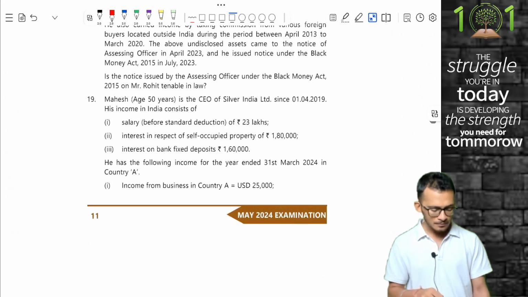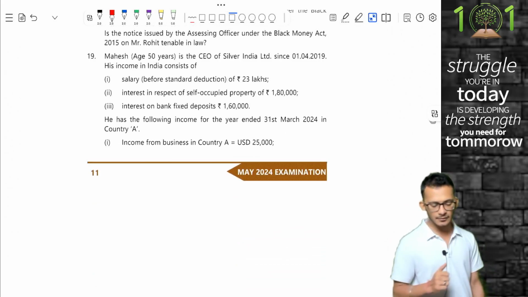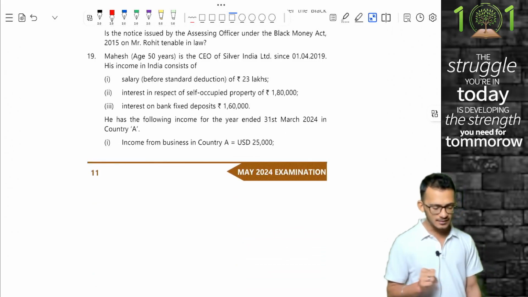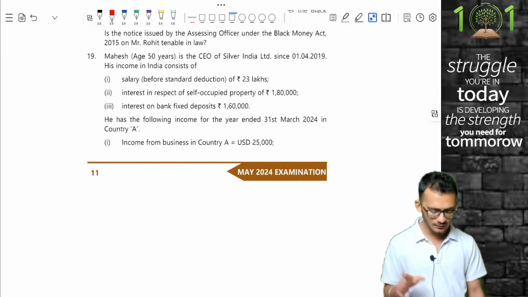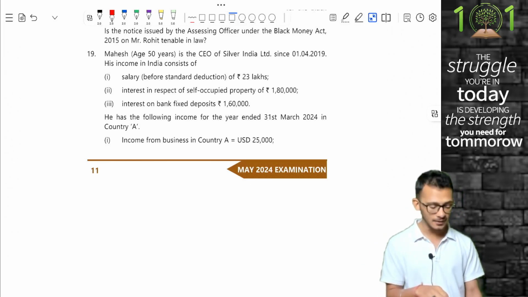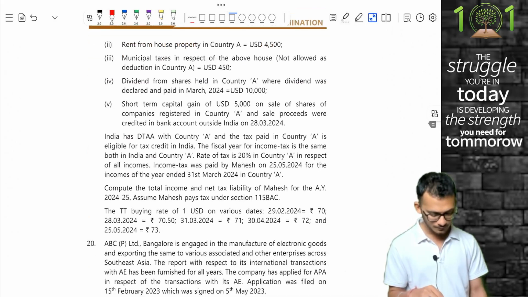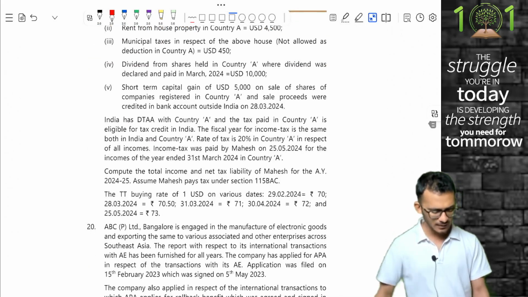Black money question. Next, Mahesh, age 50, CEO Silver India. Income consists of salary, interest on banks. He has the following income from country A. This is definitely a DTAA question. Dividends are given, short-term capital gains are given.